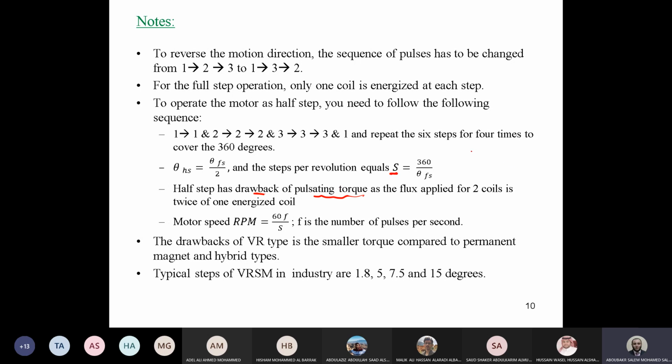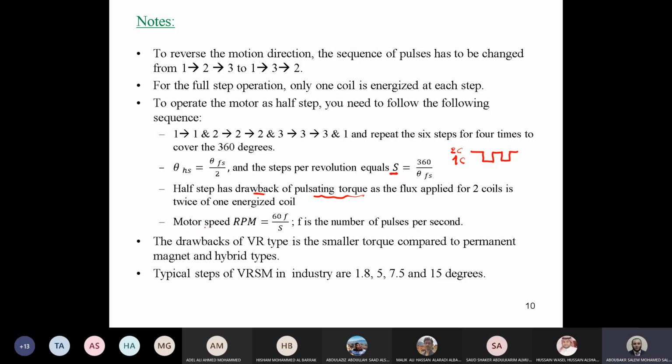So the torque will be like that. The highest value will be if you energize 2 coils, and the lowest value will be when you energize 1 coil. So the flux now is pulsating, or you have ripples in flux, and the torque as well. Because if you have ripples or pulsating flux, the torque will be pulsating as well. Okay? So this is now considered as one of the drawbacks of the half-step operation.